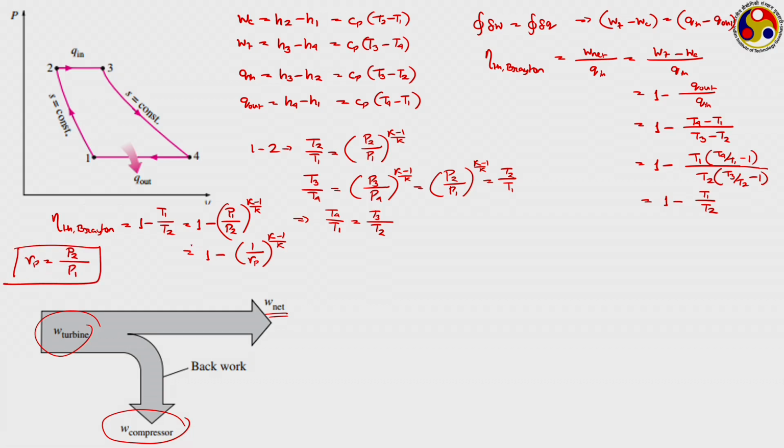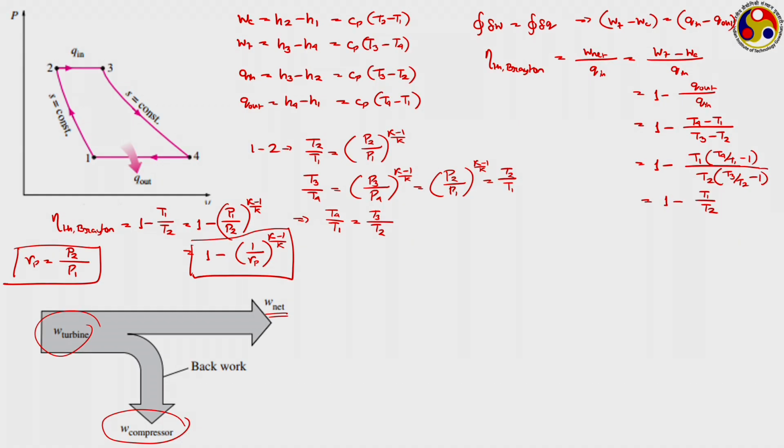This is your Rp, and accordingly this is the expression for your efficiency for a Brayton cycle: 1 minus 1 by Rp to the power (k minus 1) by k. It is quite similar to the compression ratio that we use in SI engines or CI engines, but as here the heat addition and heat rejection processes are at constant pressure, instead of working with volume ratio, it is much more comfortable to work with the pressure ratio. That is why we are using this pressure ratio term here, and we are getting 1 minus 1 upon Rp to the power (k minus 1) by k.